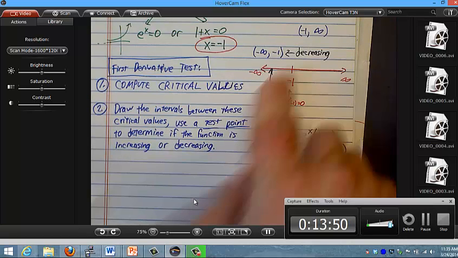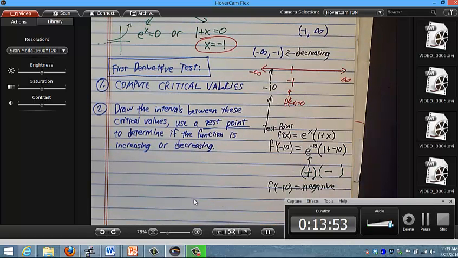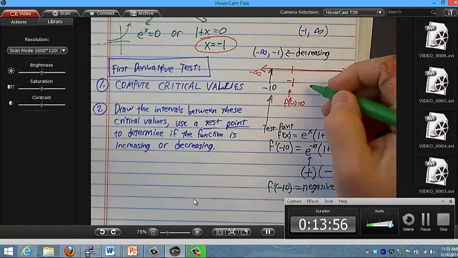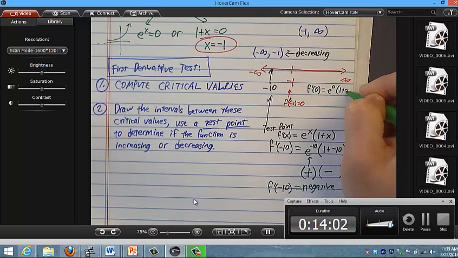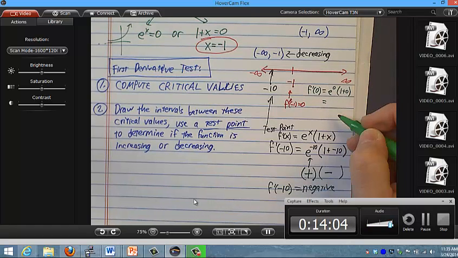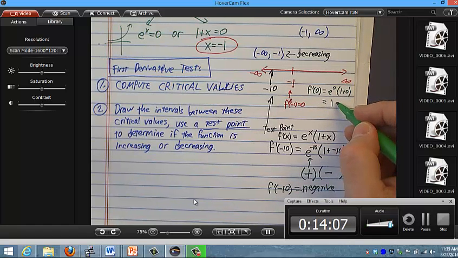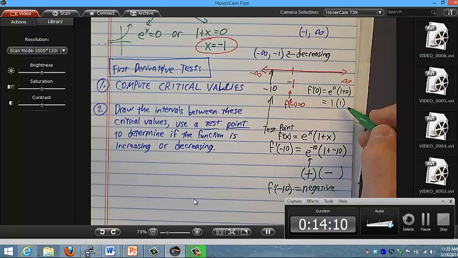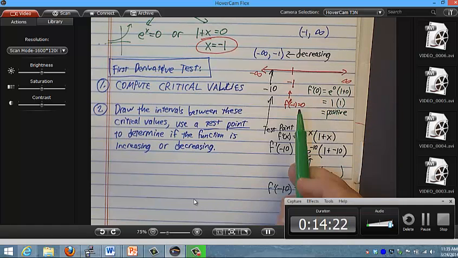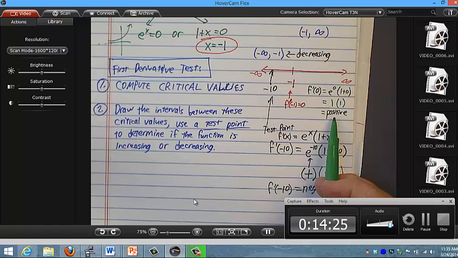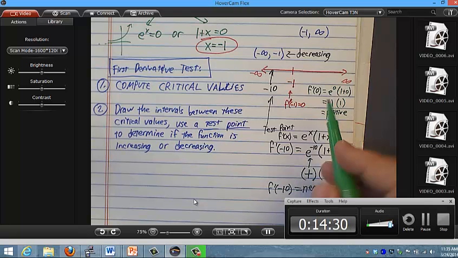Here, let's pick a number between negative 1 and infinity. 0. That's a nice example. So, let's see. f prime of 0 would be e to the 0 times 1 plus 0. What's e to the 0? 1. What's 1 plus 0? 1. What's 1 times 1? I love when I get to say that in calculus, you know. But I don't even care what it equals. All I care is that it's positive. If it's positive, the derivative is positive. What does that tell me about the original function? The original function is increasing.